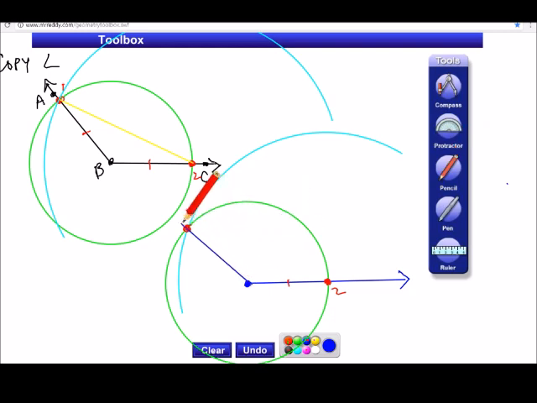And I can just take my straightedge and draw a ray. And now I can say my two angles are congruent because all of these pieces are congruent as well. We just measured that length with our compass.